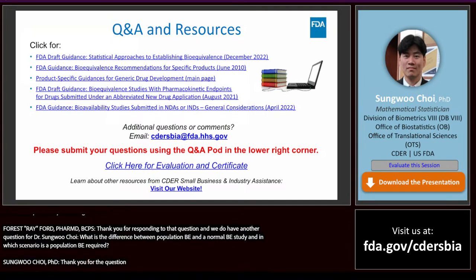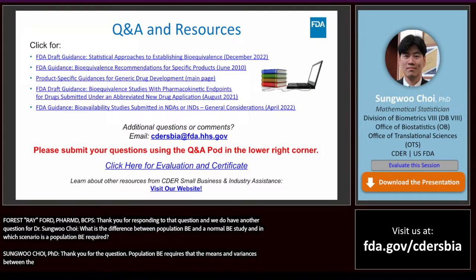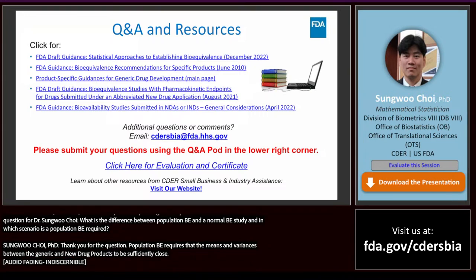Population bioequivalence requires that both the means and variances between the generic and reference products be sufficiently close, but average bioequivalence, he mentioned the normal bioequivalence, but I assume this is average bioequivalence, only requires the means between reference and generic products to be sufficiently close.